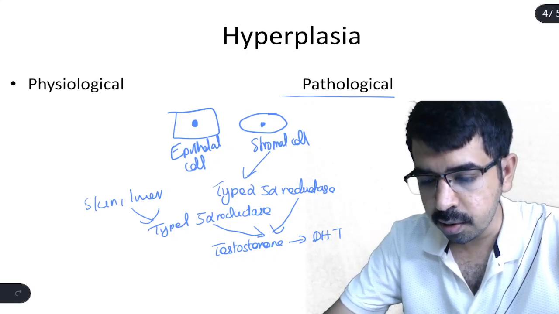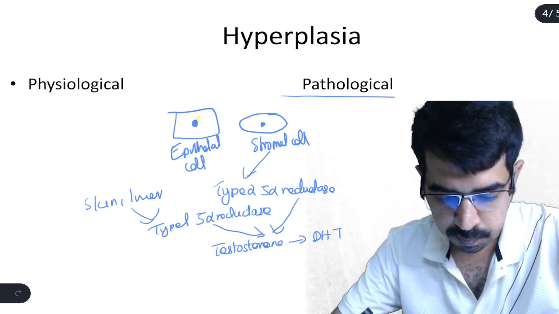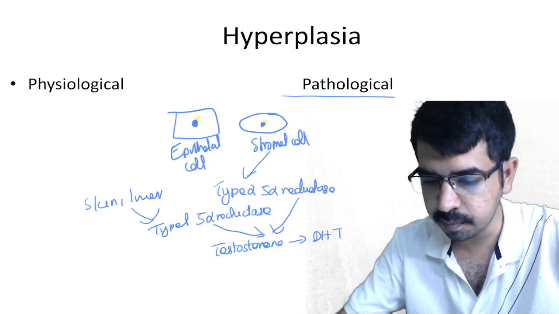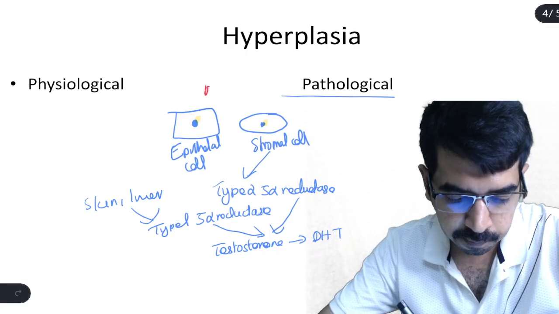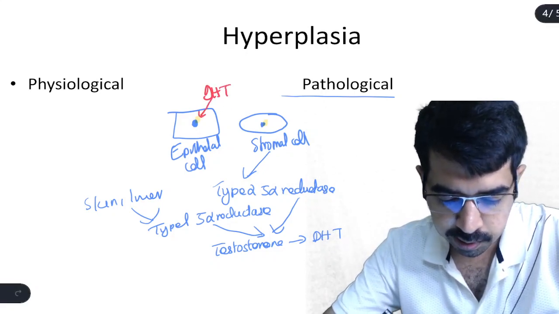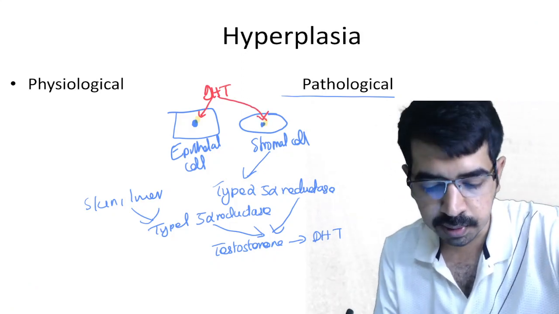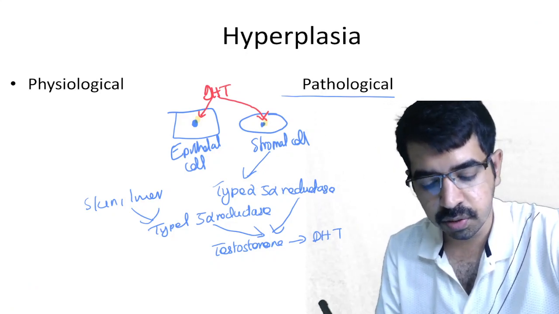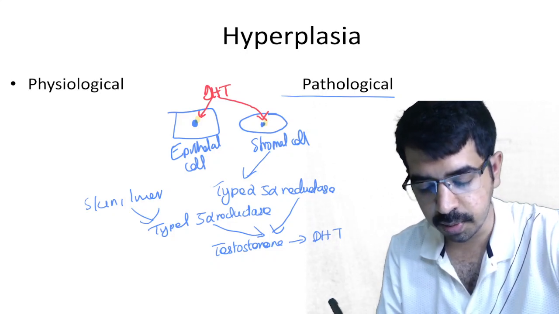And what do these dihydroxytestosterones do? They can act upon the nuclear androgen receptors. So the dihydroxytestosterone acts upon this yellowish labeled nuclear androgen receptor. They inhibit the death of epithelial cells and cause proliferation of stromal cells.